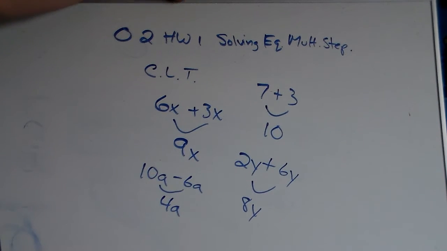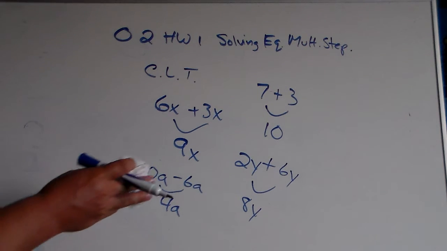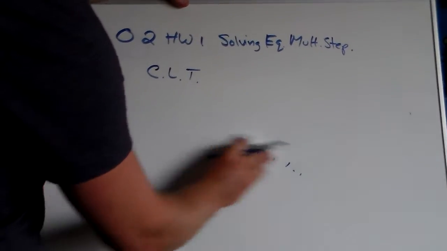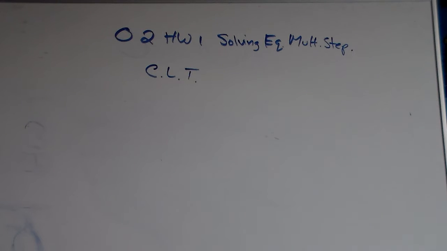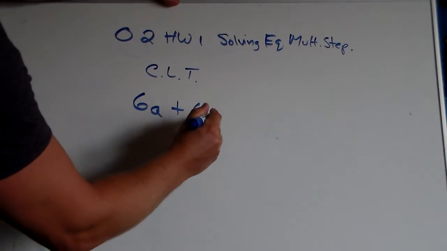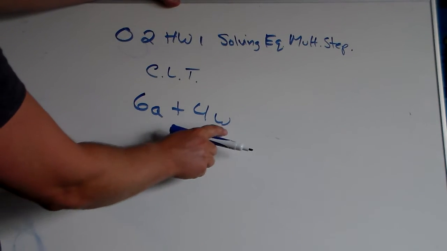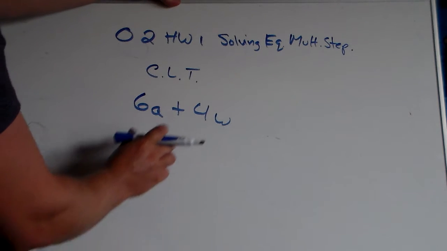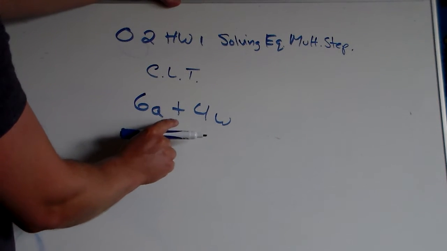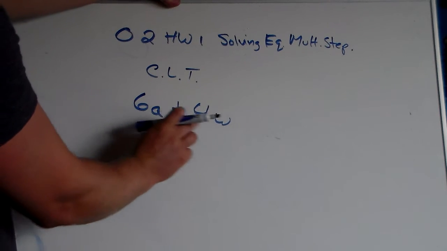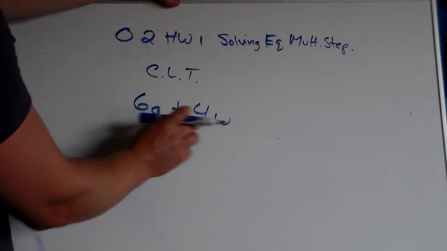Now, if these are two different letters, you cannot combine like terms, because after all, they're not like terms. For example, if we have 6a plus 4w, since this is an a and this is a w, we cannot combine the 6 and the 4. I repeat that, since it's 6a plus 4w, we cannot combine the 6 and the 4 because both of these terms have a different letter.